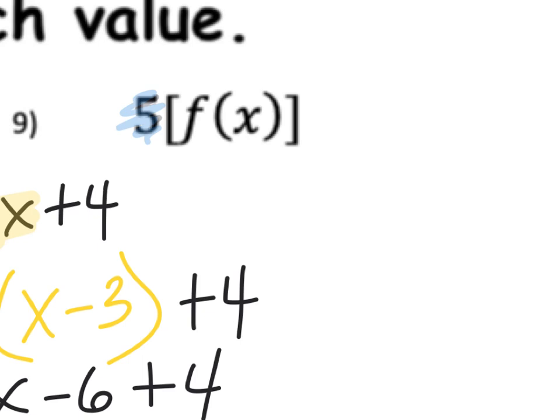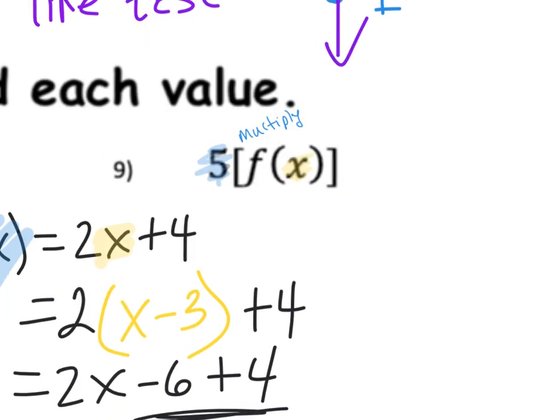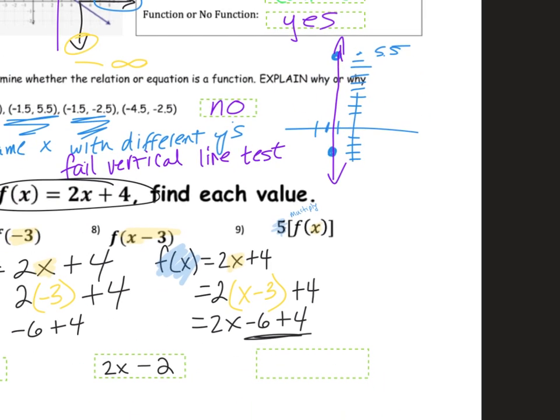So what does it mean when you've just got a number sitting next to something? Remember, that means multiply, okay? So notice here, they didn't replace the x with a different number. So that means you're still going to just use the same function that you have in the original problem. So the function we had in the original problem is, of course, the 2x plus 4. So I'm going to rewrite 2x plus 4. So it's just the function I was given in the original problem.